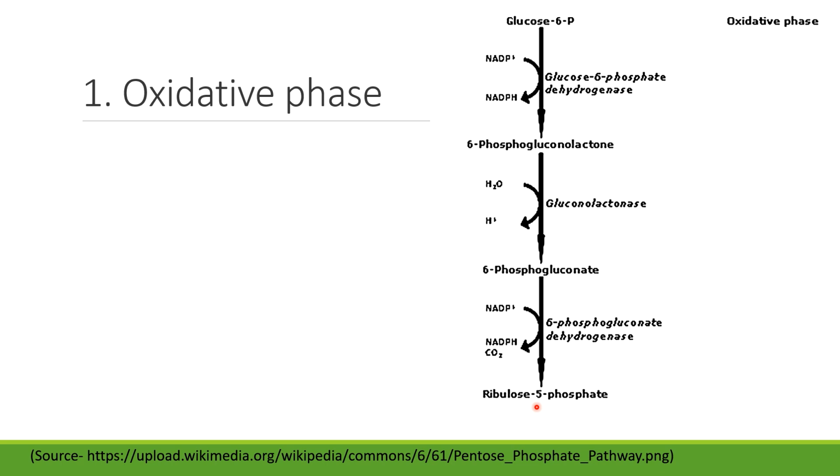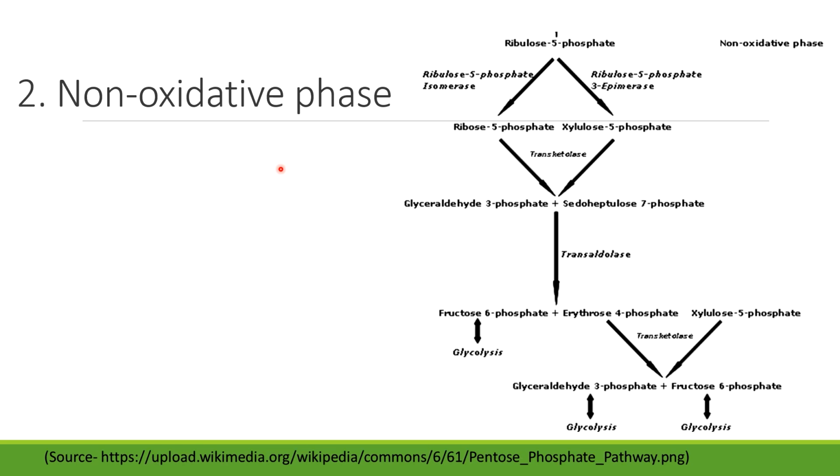NADPH is the vital reducing agent that is used for various anabolic processes and in maintaining even the redox state of the cell, especially the red blood cells, and it also helps prevent oxidative damage of red blood cells. The second phase is the non-oxidative phase. The non-oxidative phase of HMP shunt is reversible and it plays a crucial role in the interconversion of sugar phosphates, allowing the cells to adapt to its metabolic needs.